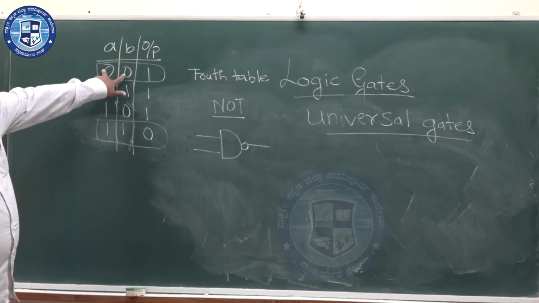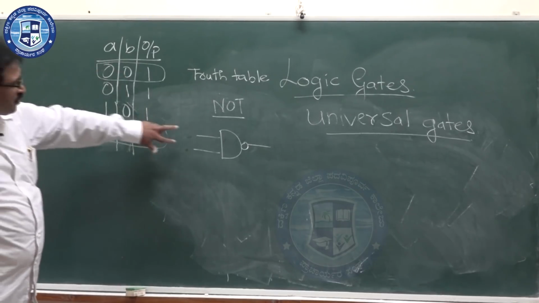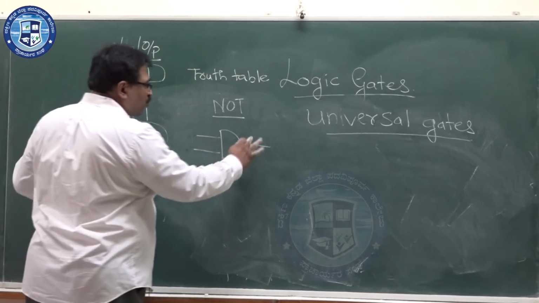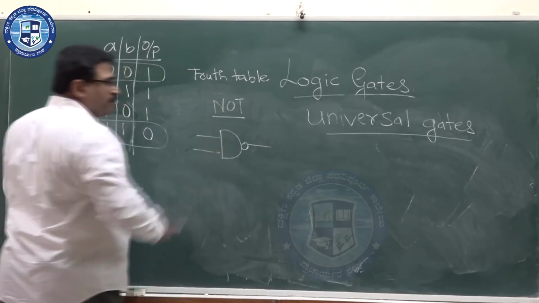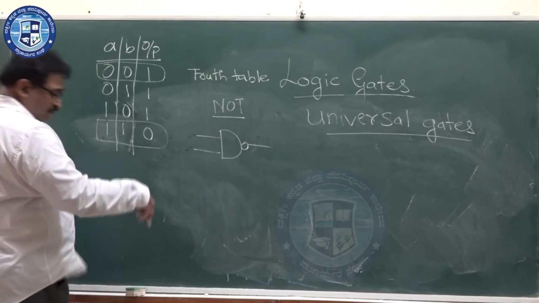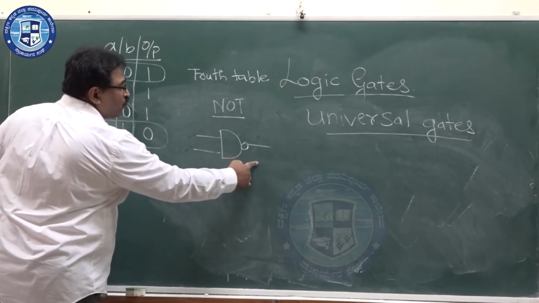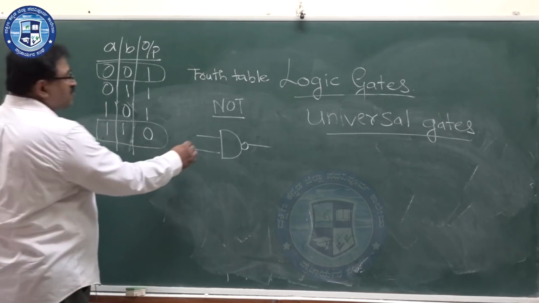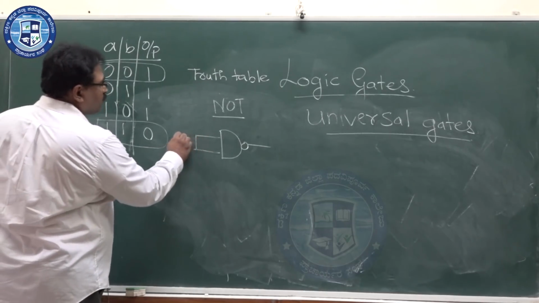Now when both the inputs are 0, that means I am going to give 0 volts here. What will be the output? Output is 1. When I give both the inputs as 1, the output will be 0. So it means I need to short this.